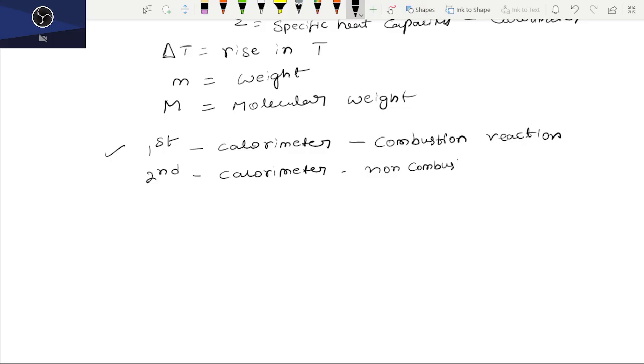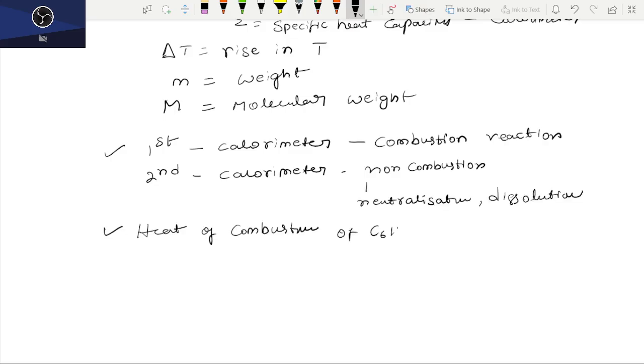Heat of combustion, if you carefully see, heat of combustion of C6H5COOH is minus 3326 kilojoules per 1 mole. Okay, there is a great scientist called Beckman. He prepared a thermometer called the Beckman thermometer, which can be read correctly up to at least 0.01 degrees centigrade.